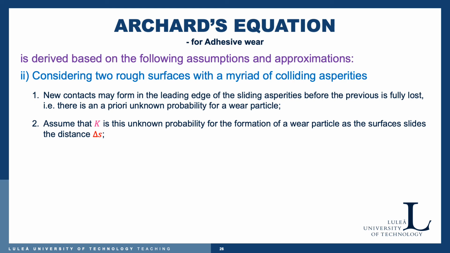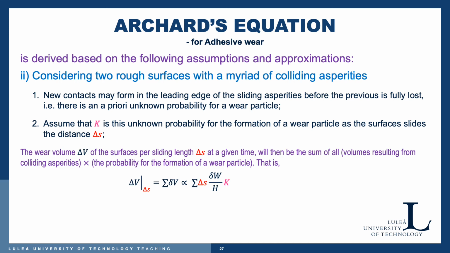And now K is the unknown probability for the formation of a wear particle as the surface slides the distance delta S. So now we have also deviated from the sliding distance 2a, because during delta S there may be a probability K that a wear particle is formed, and this means that the wear volume delta V per sliding length delta S is the sum of all the volumes resulting from colliding asperities times the probability for the formation of a wear particle.